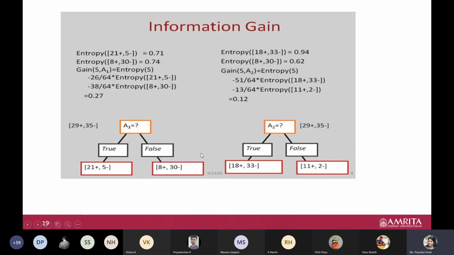Assume there is an attribute like this, where we have 29 positive samples and 35 negative samples, and two possible values for it, one is true, one is false. How do we find the entropy for the entire system? Initially we find the entropy for the entire system, then we find the gain as the difference. So for the information gain of this, what is the entropy of this system? We have 29 positive samples and 35 negative samples, total 64. How do we find the entropy?